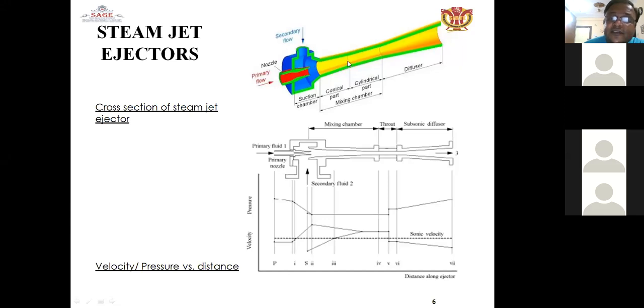This is a nozzle device. This is the convergent portion. This is the divergent portion. This is called the diffuser. This is a conical part. This is called the cylindrical part. Or some disturbances occur. The velocity and pressure versus distance, which is already discussed, is already given in the diagram.